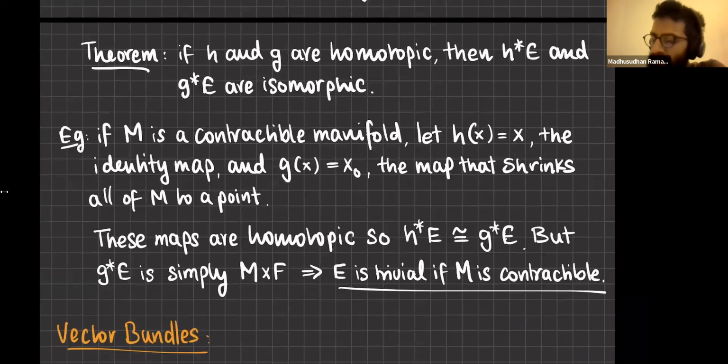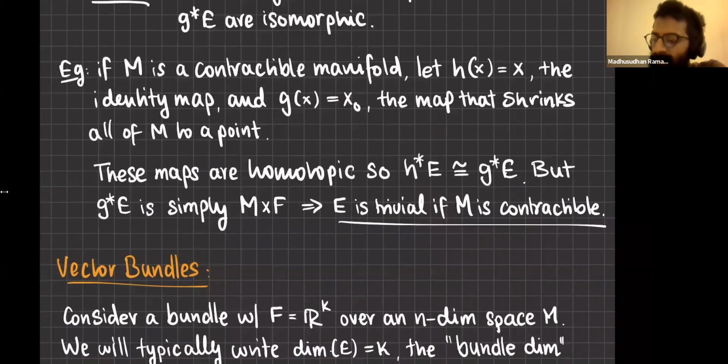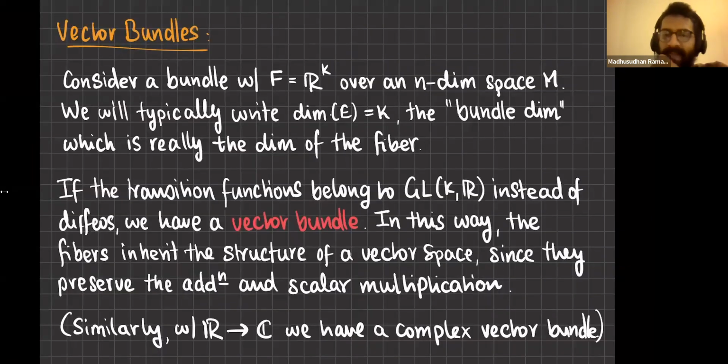All right. So now let us move on to vector bundles. Okay. And vector bundles are really a special case of what we've been discussing so far. For example, let's consider a bundle where the fiber itself is k copies of R. Okay, so it's R^k over an n-dimensional space. Typically, what we will do is we will refer to the bundle dimension as k. Okay, if F is R^k, we'll typically refer to the bundle dimension as k.